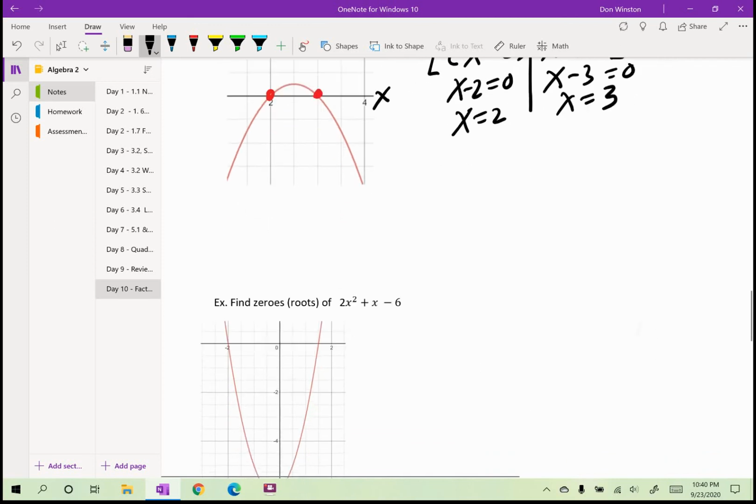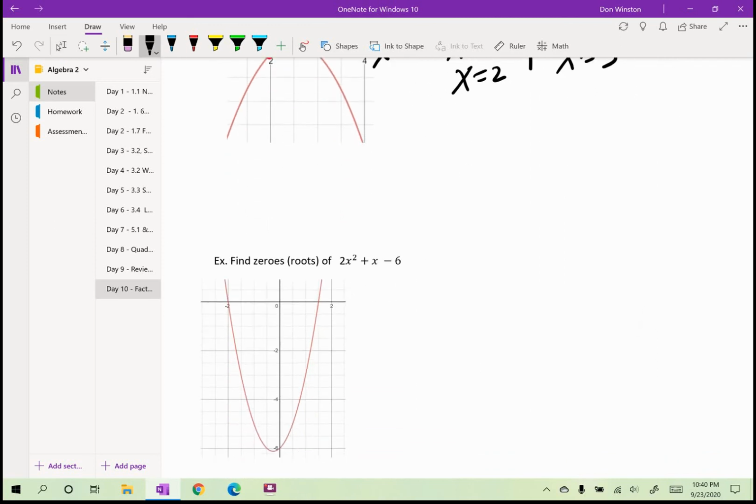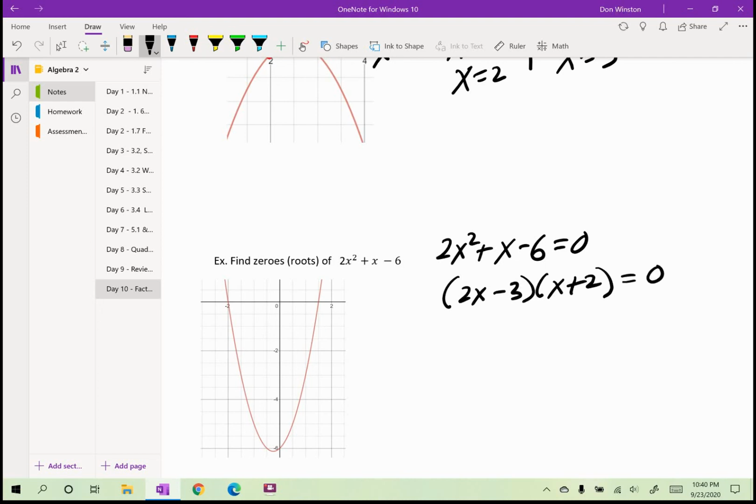Let's look at some more that we did. So remember this one here, finding the roots or zeros. So we set 2x squared plus x minus 6 equals 0. And then when I factored that, I got 2x minus 3 times x plus 2. Just let me verify. 2x times 2 is 4x, minus 3x gives me a positive x. Negative 3 times 2 gives me negative 6. We set that equal to 0.